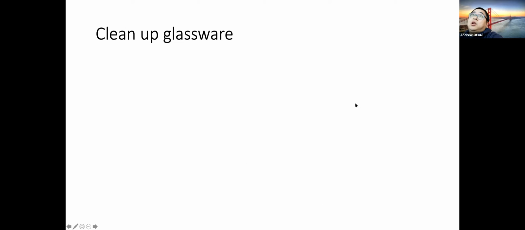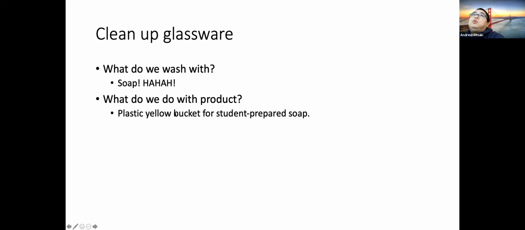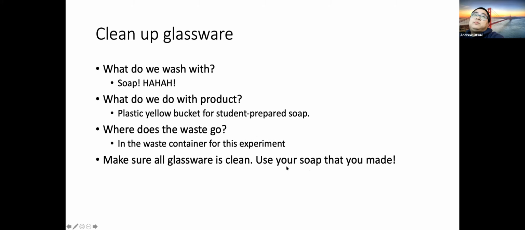Lastly, let's clean up our glassware. Everyone, what do we wash with? Any ideas? It's a trick question, because we're going to use soap, since we made it. Our product, we would just turn it in to our plastic bucket. Sadly, you cannot take it. I wish you could. I don't think it's harmful, but I can't let you do that. The waste always goes in an appropriate waste container, and make sure all your glassware is clean. This is a soap lab, so you should use your soap to make sure all your glassware is clean.